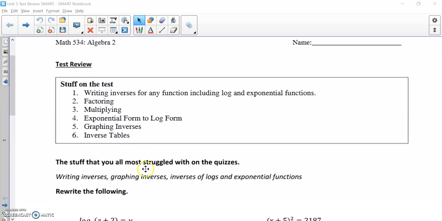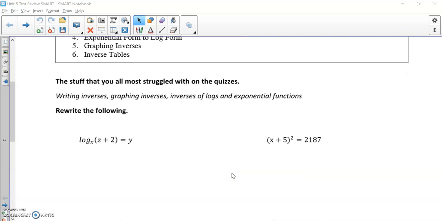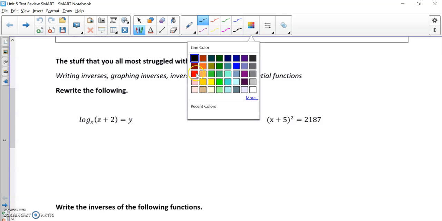Hey guys, today is the review day for the test, so we're just going to go over some concepts that will definitely be on there. So let's go ahead and start with rewriting these into the other format.